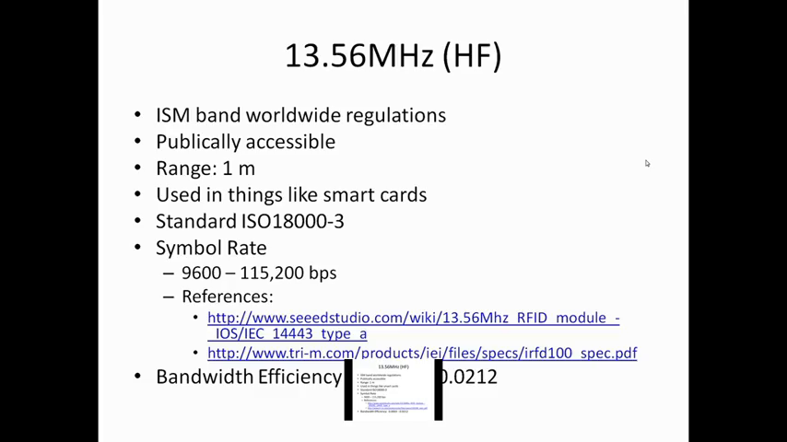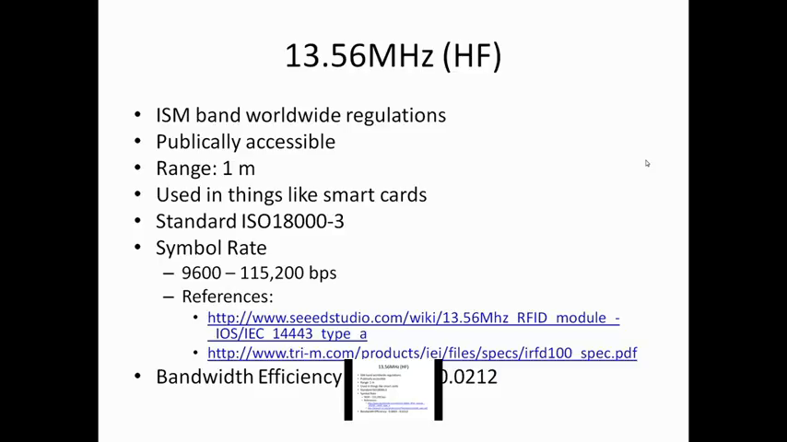Next, we're going to talk about the high frequency range, which is that 13.56 megahertz. This is an ISM band, and it has the ISM band worldwide regulations, but it's publicly accessible. The regulations are fairly minimal, but there's a few, and the range is 1 meter. And this is most likely used in things like smart cards, ID cards. If you need to scan to get in a door, anything like that is most commonly used at this frequency.